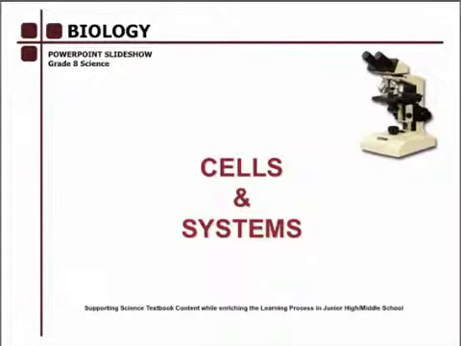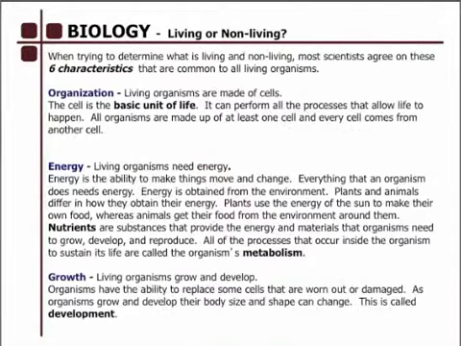Okay, so we're talking about cells and systems. So the first thing we have to figure out is whether something is living or non-living. So when trying to determine what is living and non-living, most scientists agree on these 6 characteristics that are common among all living organisms. So 1, there's some sort of organization.